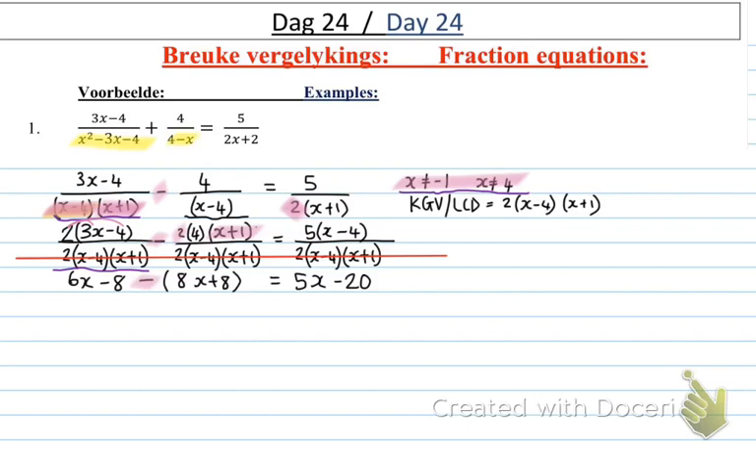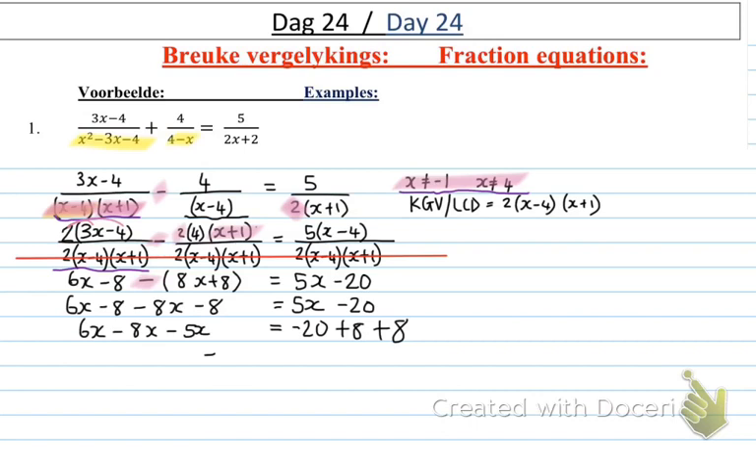Okay, so that negative is very important. That's in front here, that negative is very important because I'm still going to multiply that in. So it's going to be 6x minus 8 minus 8x plus 8 is equal to 5x minus 20. Now I'm going to take all the x's to one side of the equation and all the numbers to the other side. Then I get on the left side negative 7x is equal to negative 4. Then to get x alone, I divide by negative 7 on the other side, and my answer will be 4 over 7.